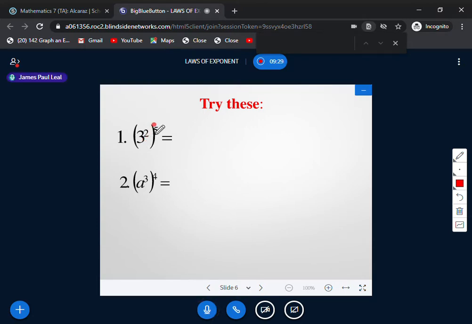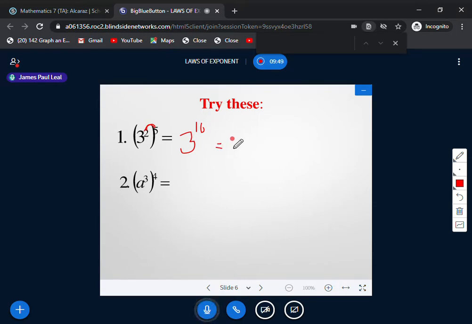Raised to 5. Okay, so quantity 3 squared raised to 5. Okay po? So again, all you have to do is multiply the two exponents. So you will be having 3, 2 times 5, you will be having 3 raised to 10. And what is 3 raised to 10?